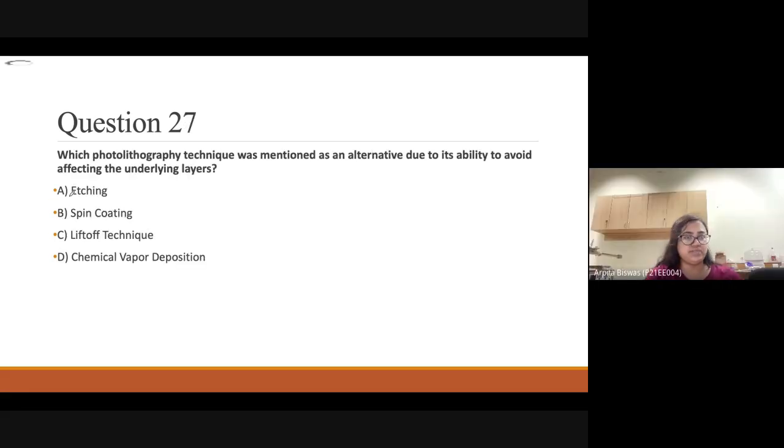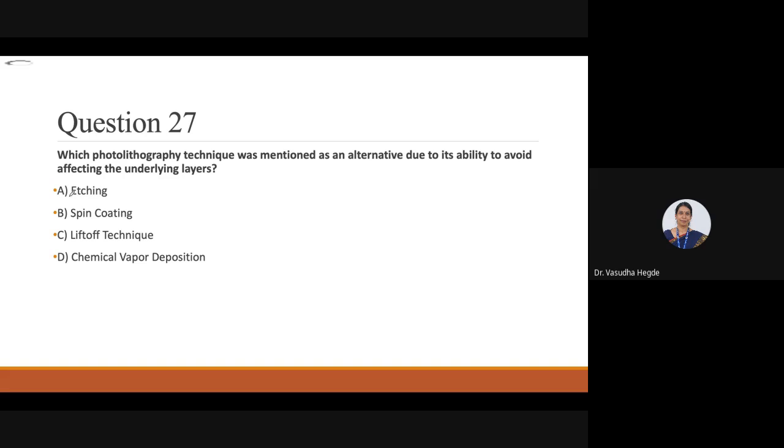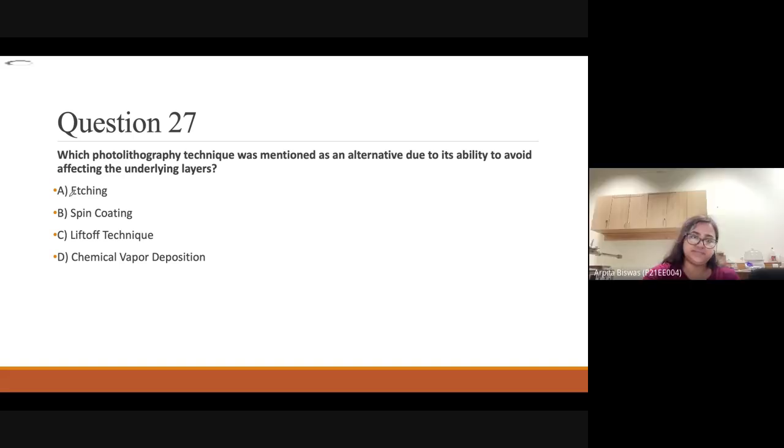This is question number 27. Which photolithography technique was mentioned as an alternative due to its ability to avoid affecting the underlying layers? The first option is etching, second is spin coating, third is the lift-off technique, and fourth is chemical vapor deposition. Etching can affect the underlying layer. So lift-off is the possibility. Yes.